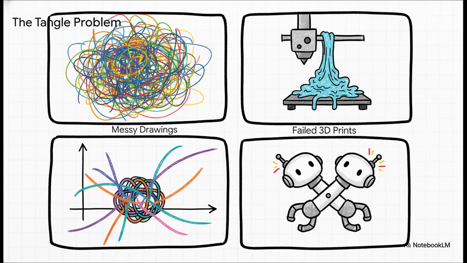Unwanted tangles and intersections are a total plague in the world of computing. They're the reason our drawings get messy when we're just trying to make smooth curves. They cause complicated 3D prints to fail spectacularly. They can make data visualizations completely unreadable, and, get this, they can even cause robots to literally crash into each other. It is a huge problem, and it shows up everywhere.